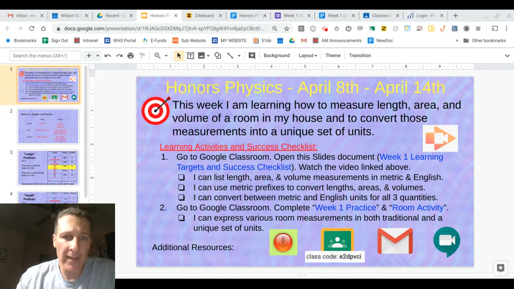At the end of this, your success checklist, you should be able to list length, area, and volume measurements in both metric and English. You should be able to use metric prefixes to convert lengths, areas, and volumes, as well as convert between metric and English. Lastly, within Google Classroom, you'll be able to complete a week one practice Google form, as well as a room activity that you will submit to your teacher. By completing this, you will be able to express various room measurements in both a traditional and a unique set of units.